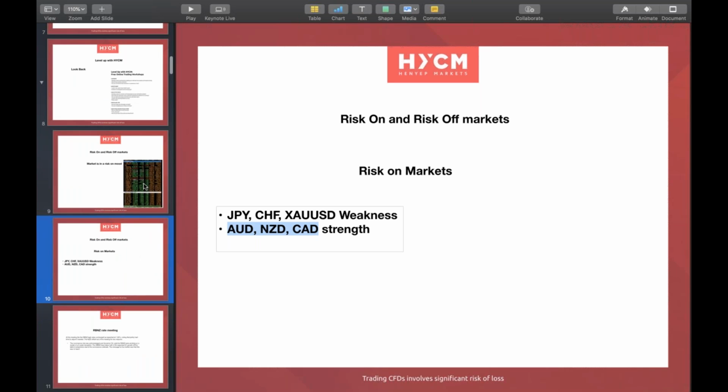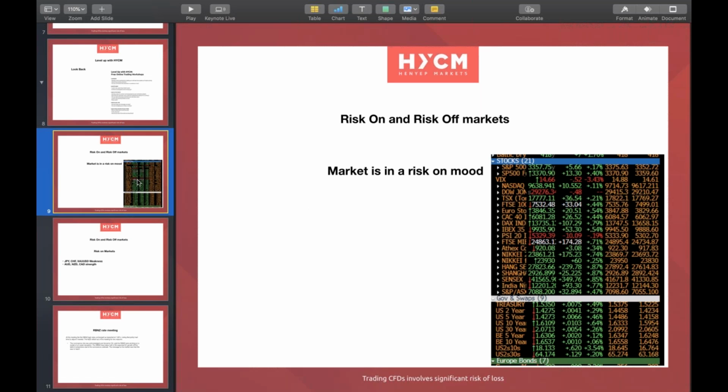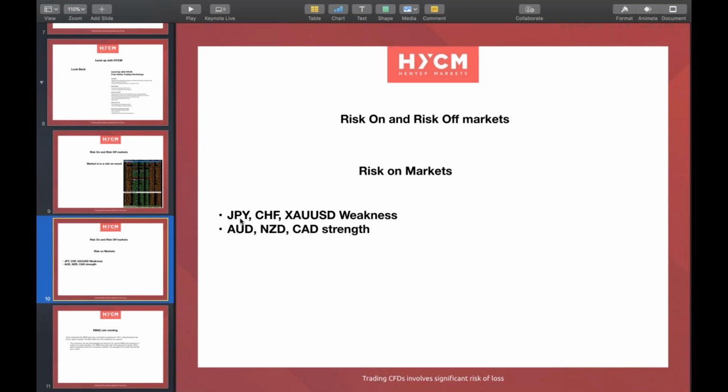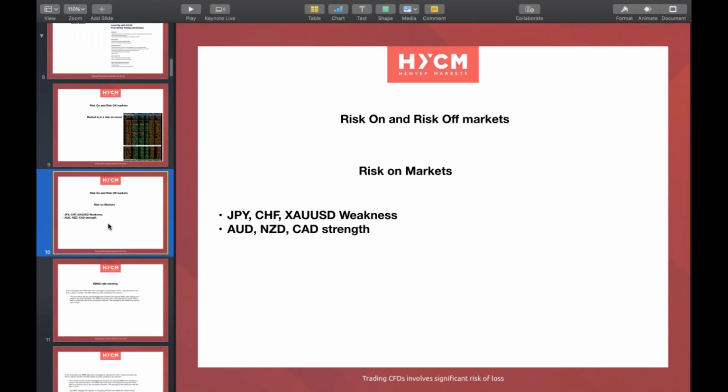So that's what we see this morning. We're in a risk-on mood, and that tells us straight away. Remember what we're trying to look at. We're trying to find out which are going to be the strong currencies, or which are going to be the weak currencies. We're trying to work that out. So this is the first part of the jigsaw that we have for the day.